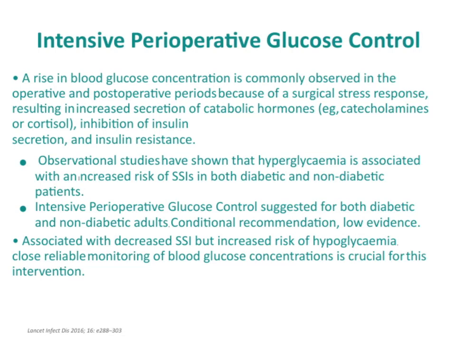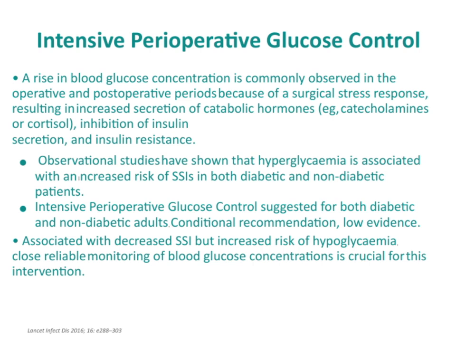Let's take a closer look at the relationship between blood glucose levels and surgery. As shown in Lancet Infectious Diseases, 2016, a rise in blood glucose concentration is commonly observed during the operative and post-operative periods. This happens because of a surgical stress response, which triggers increased secretion of catabolic hormones like catecholamines and cortisol. These hormones not only raise blood sugar, but also inhibit insulin secretion and cause insulin resistance.